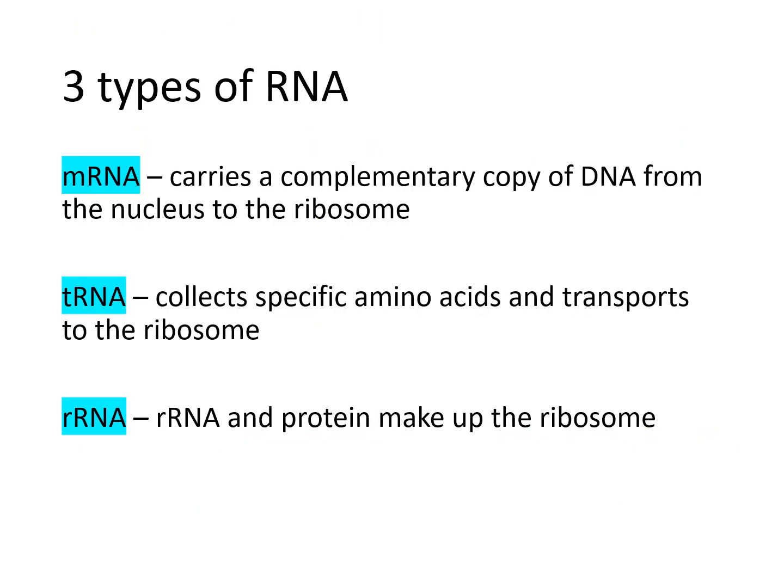So there are 3 types of RNA that we need to know about. mRNA we've already talked about, that is your single-stranded molecule, and that's going to carry a complementary copy of DNA from the nucleus to the ribosome. tRNA we talked about being used in translation, so remember that had an anticodon and it had an amino acid attachment site. And remember, those anticodons were going to complementary base pair to a codon on your mRNA. And then the last one is rRNA or ribosomal RNA. And all that we need to know about that is that rRNA and protein is going to be what makes up our ribosome.